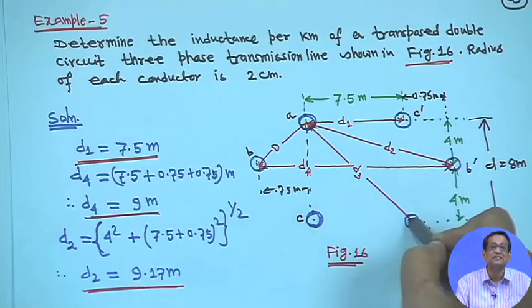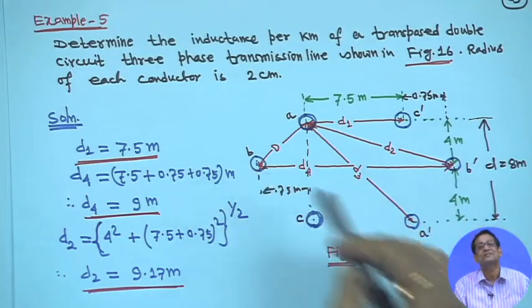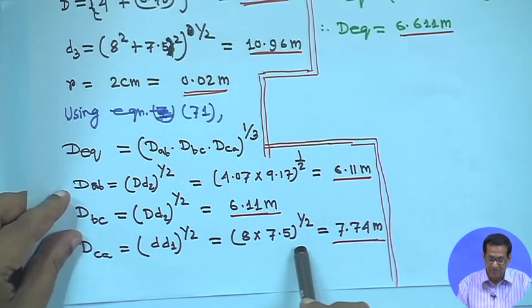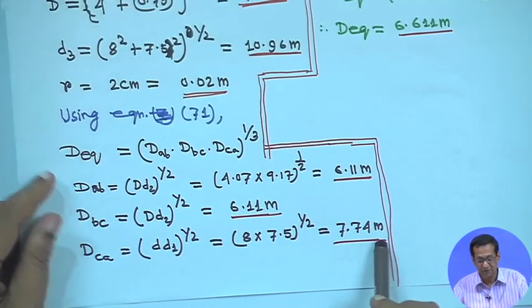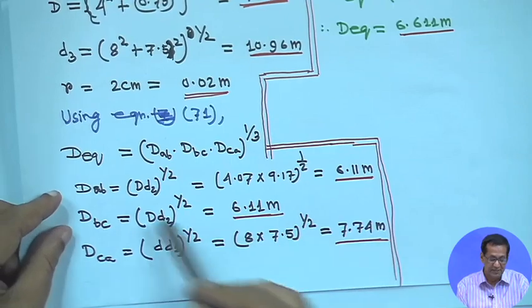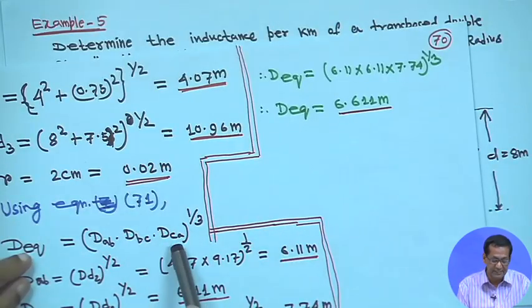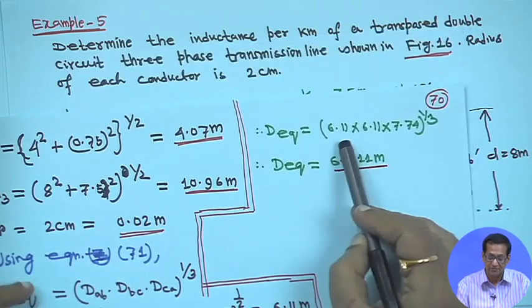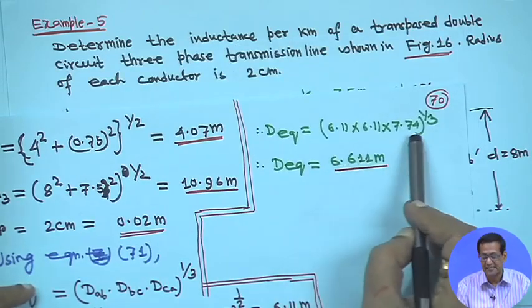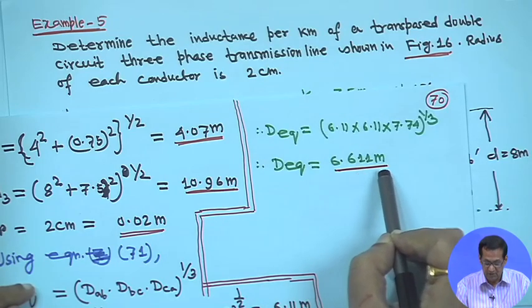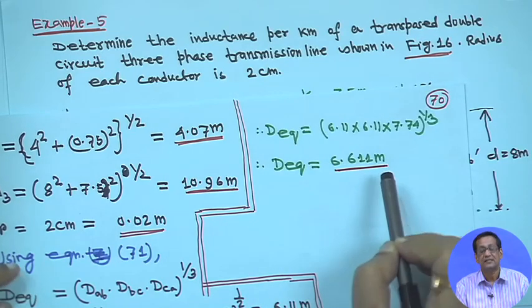You can see yourself, so many things we have seen, right. So, it will be 8.8 into 7.5 to the power half. So, 7.74 meter, right. So, DAB, DBC, DCA you got. Now, DEQ is equal to DAB into DBC, DCA to the power 1/3. So, substitute all these values AB, BC, CA, you will get DEQ is equal to 6.611 meter, right, that is DEQ.